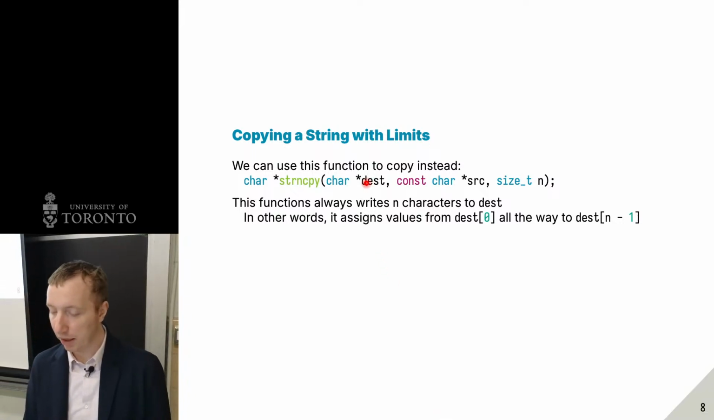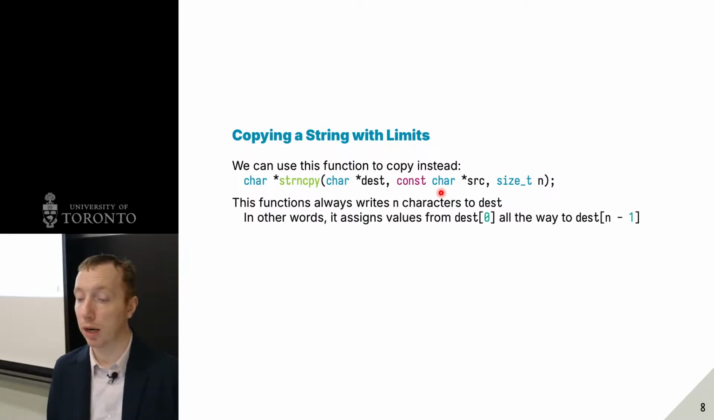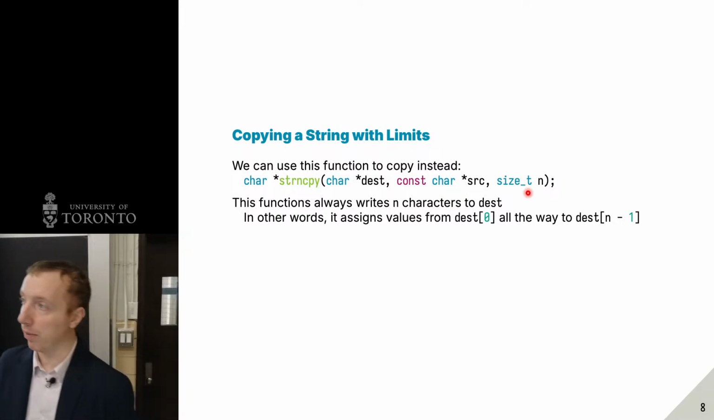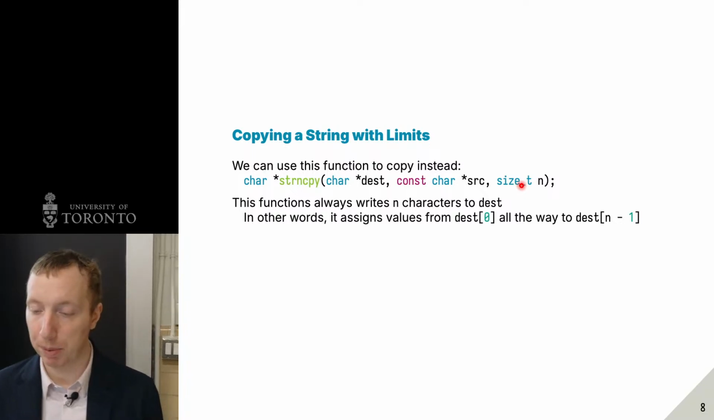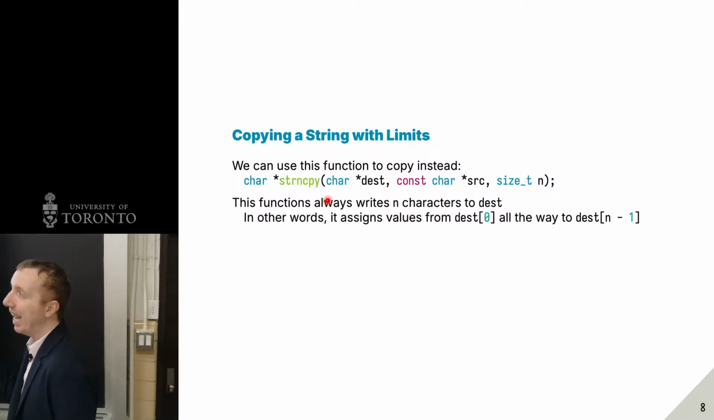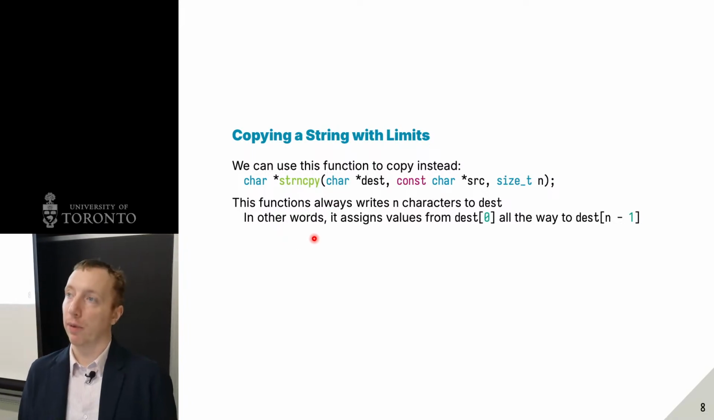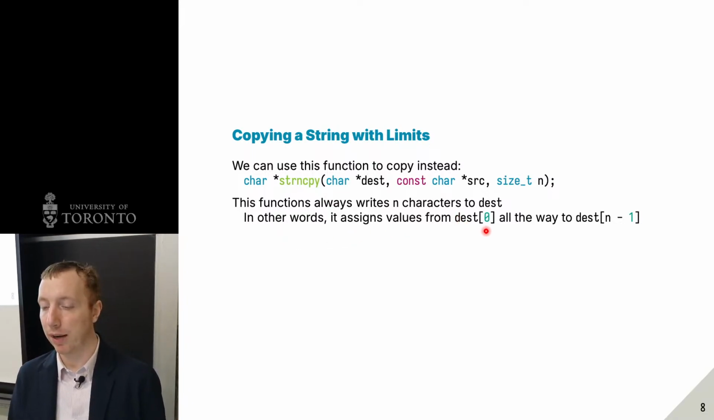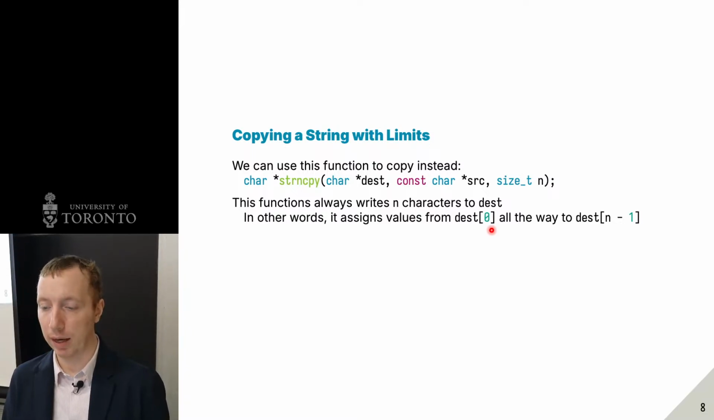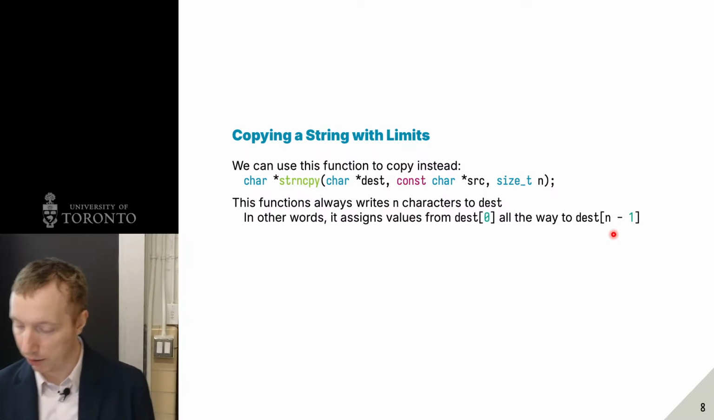So it has the same first two arguments as with strcpy: the place to actually copy the values to, and the second argument, where to copy them from, and then size n, which is at most how many bytes to copy over. Unlike the other function, this one always writes every single byte up to n to dest. In other words, it will assign values from dest at index 0, if I use array notation, all the way up to dest of n minus 1. So even if that string is smaller, it will assign all of those values for me.